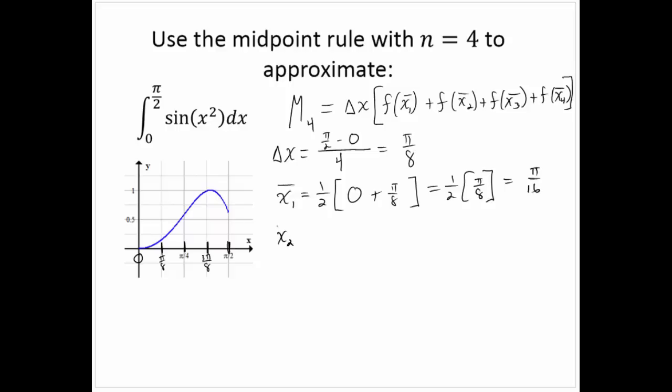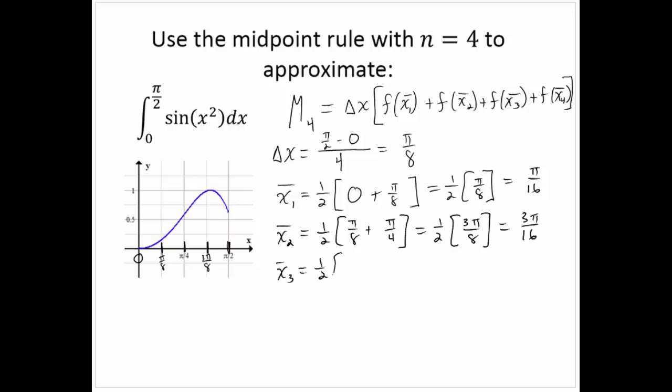Similarly, x sub 2 bar would be half of pi over 8 plus pi over 4, which is half of 3 pi over 8, adding those fractions, which is then 3 pi over 16. X sub 3 bar would be half of pi over 4 plus 3 pi over 8, which is half of 5 pi over 8, which is 5 pi over 16. And similarly, you can find that x sub 4 bar is going to be 7 pi over 16.